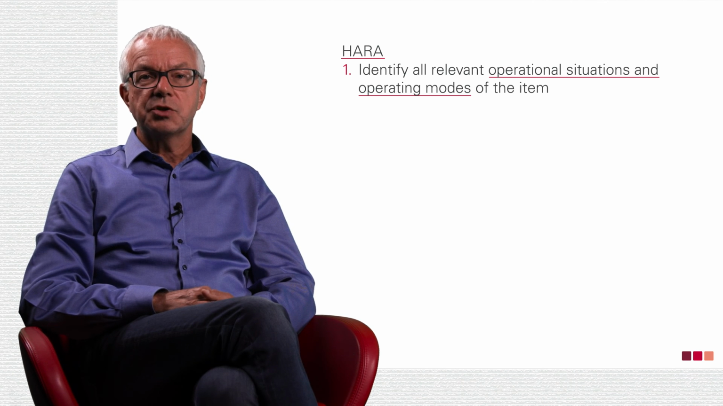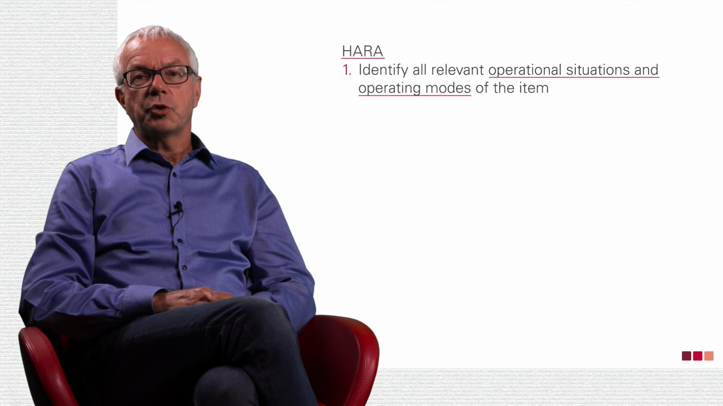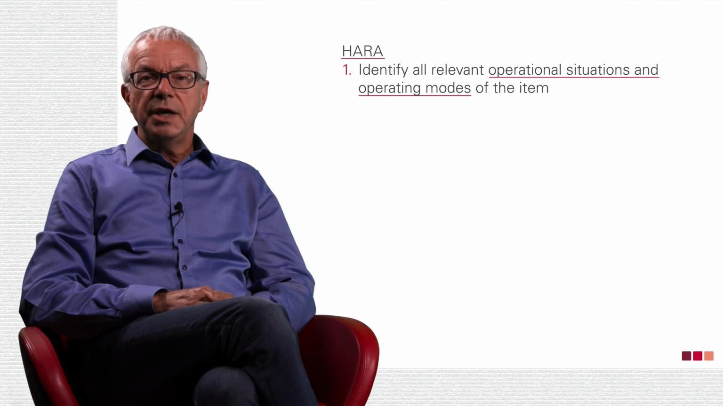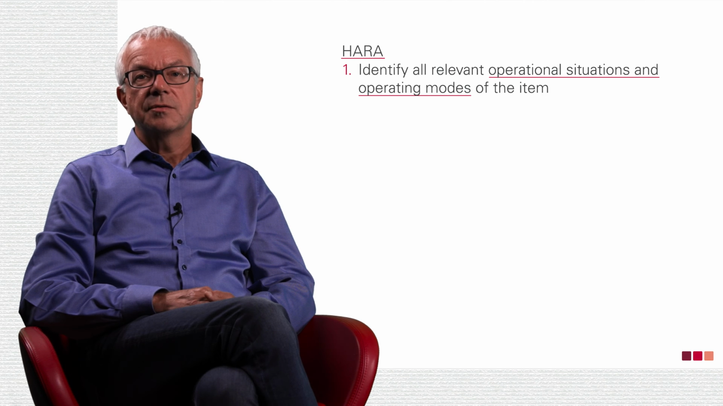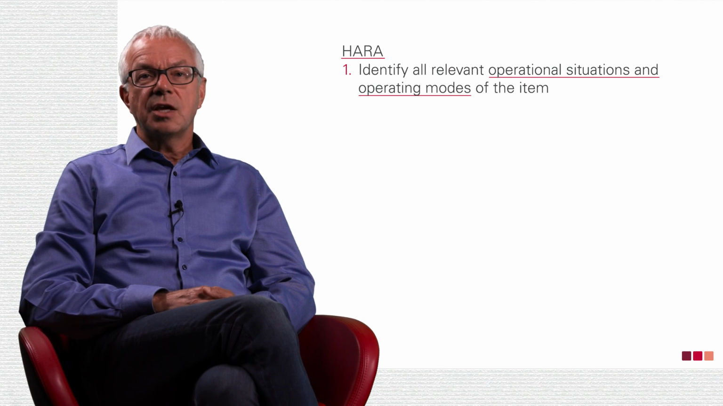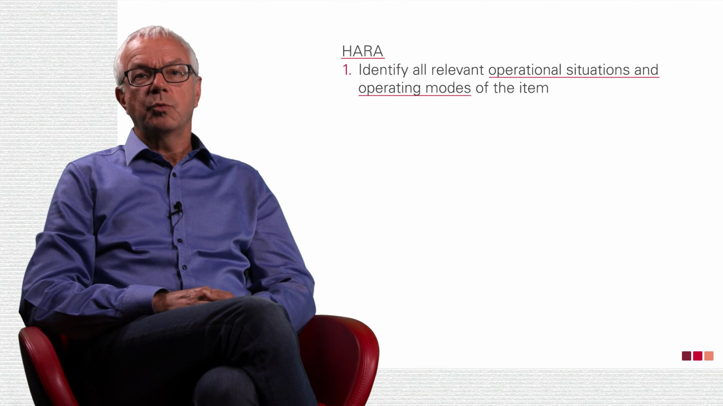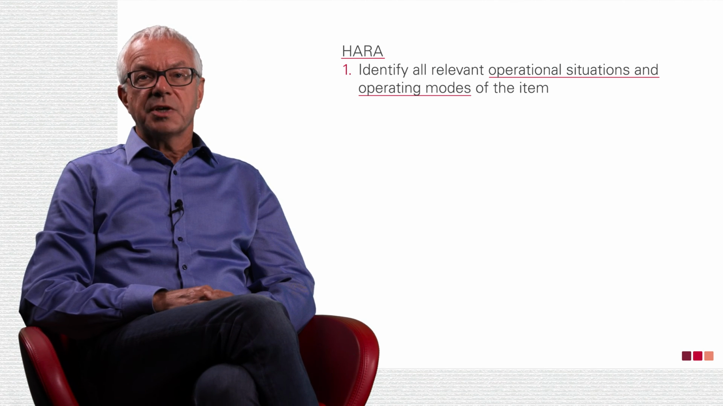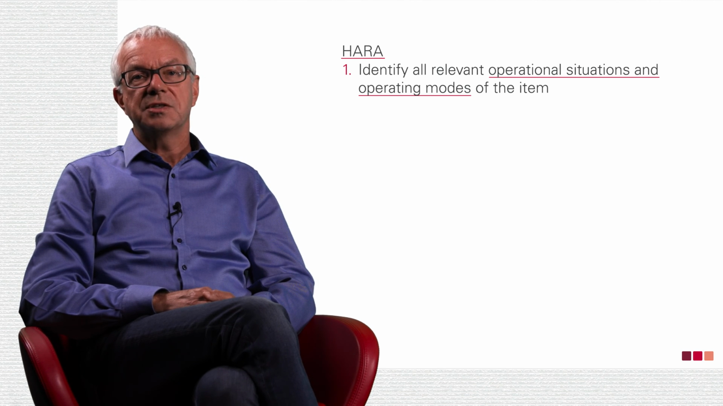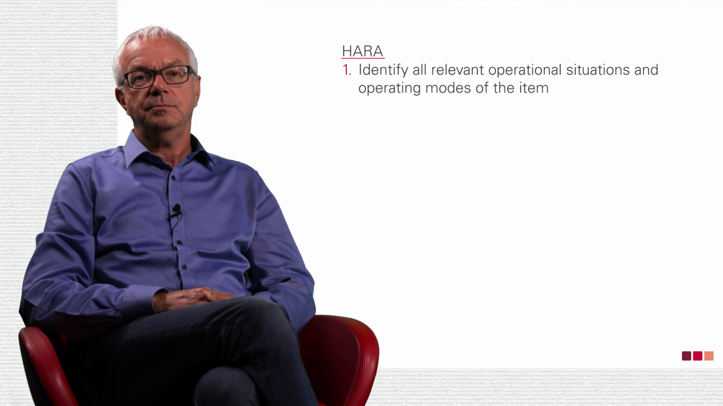Operational situations could be, for example, driving in the city, on a country road, or on the motorway. Operating modes could be, for instance, driving forwards, reversing, or even jacking up a vehicle in a workshop with the engine running. Which subcategory of operating situation or mode needs to be considered will depend very much on the respective item.